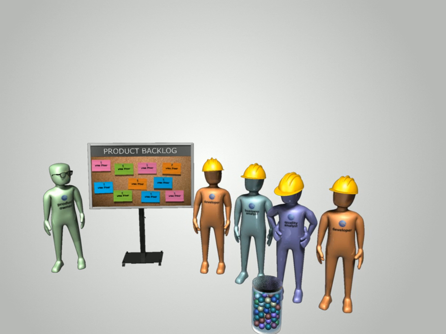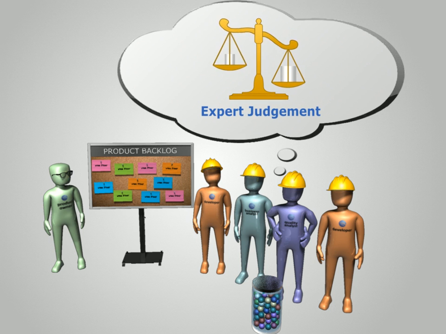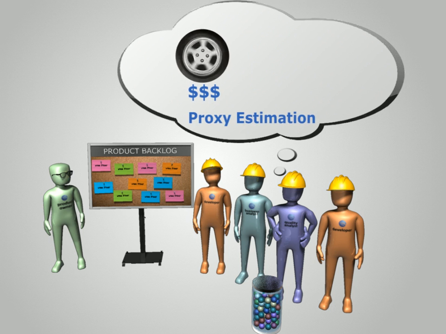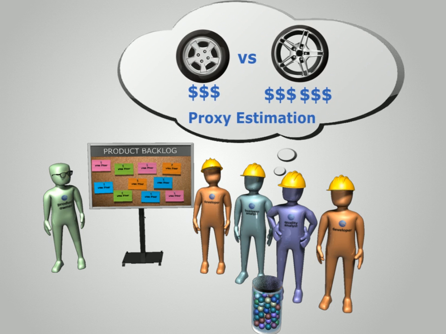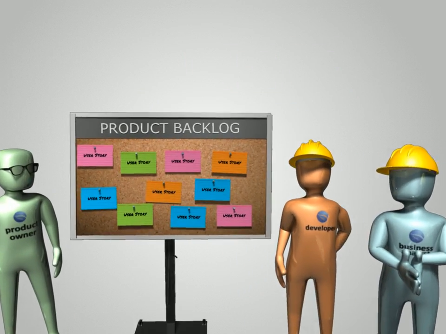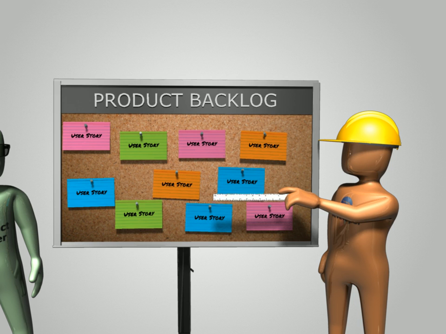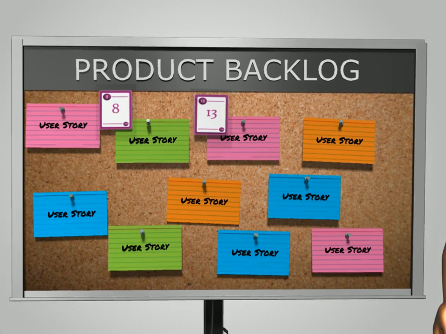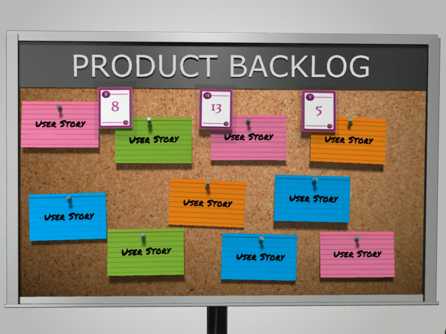Several valid estimation techniques are available, including expert judgment, proxy estimation based on past projects, planning poker, etc. All of these techniques require that we choose a unit of estimation and measurement. Story points are among the most effective units of estimation.